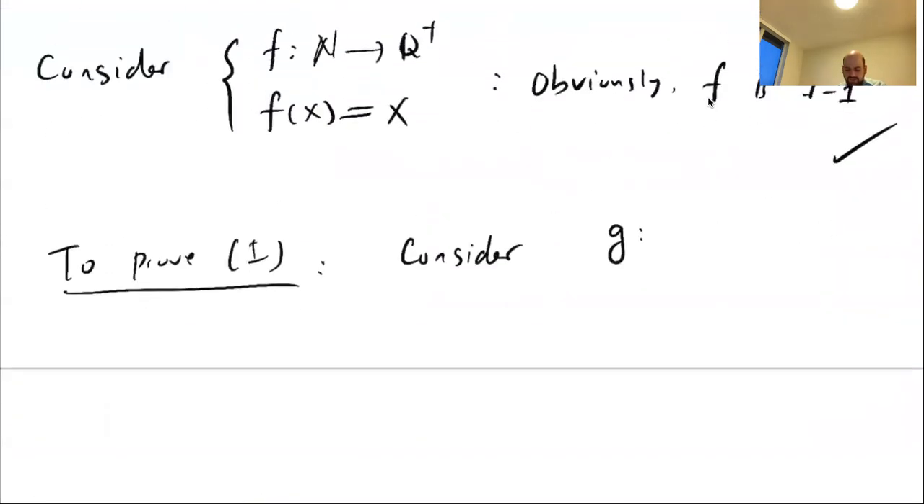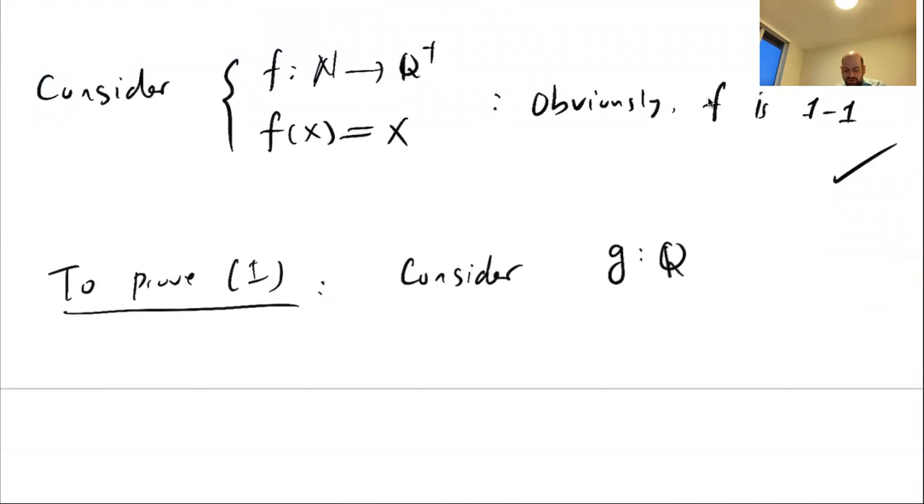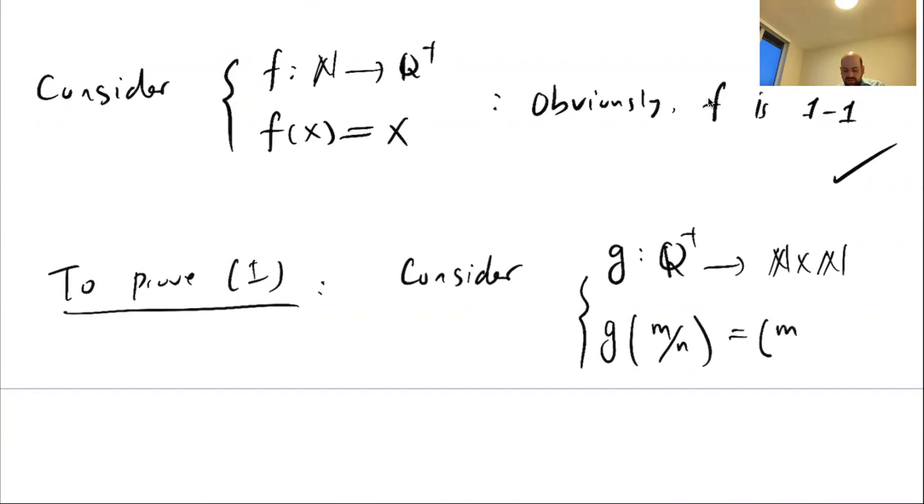So consider g from Q plus to N cross N, and g of, let's say, m over n, I want to define it as the pair m comma n.